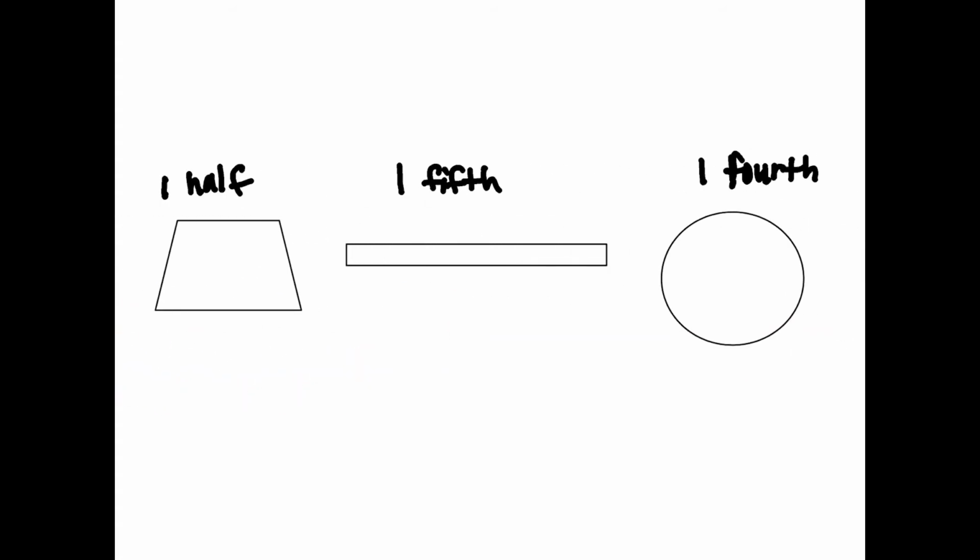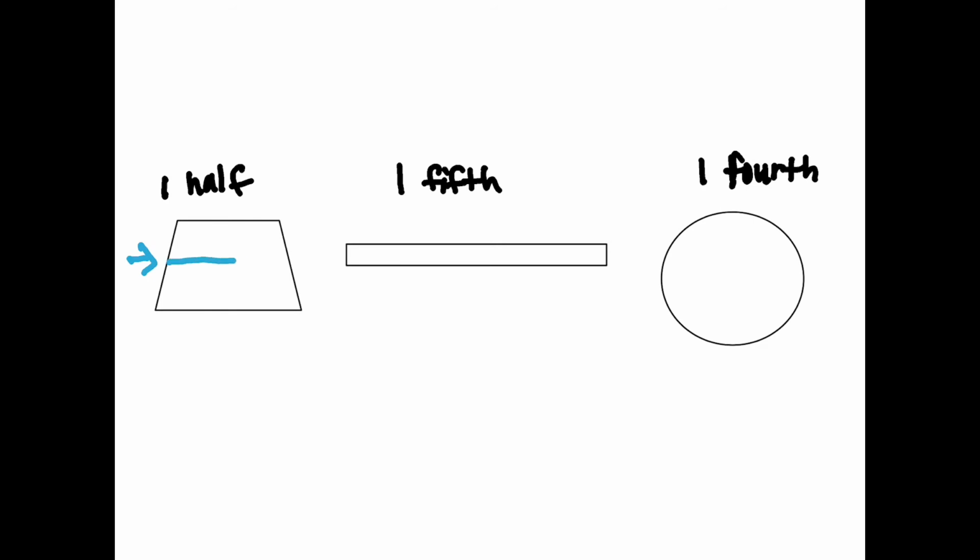Okay, next slide. For this one, what it wants us to do is go ahead and divide and shade to show the given fraction. So we're going to divide these into the given fraction. The given fraction for this first one here is 1/2. Okay, so I'm going to divide this into 1/2.